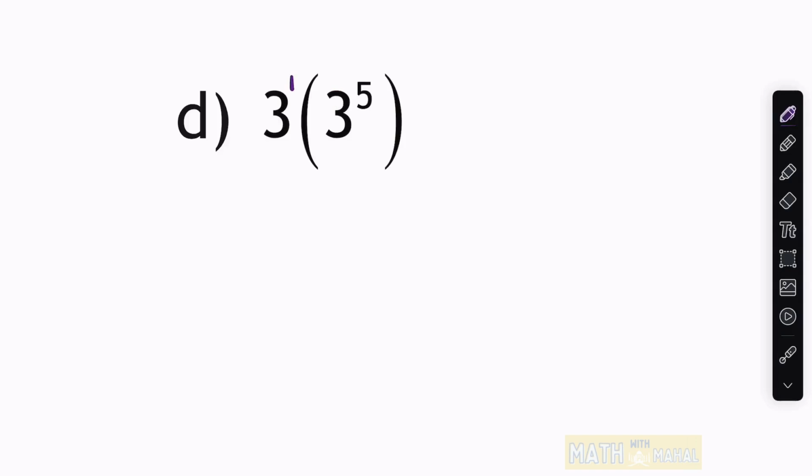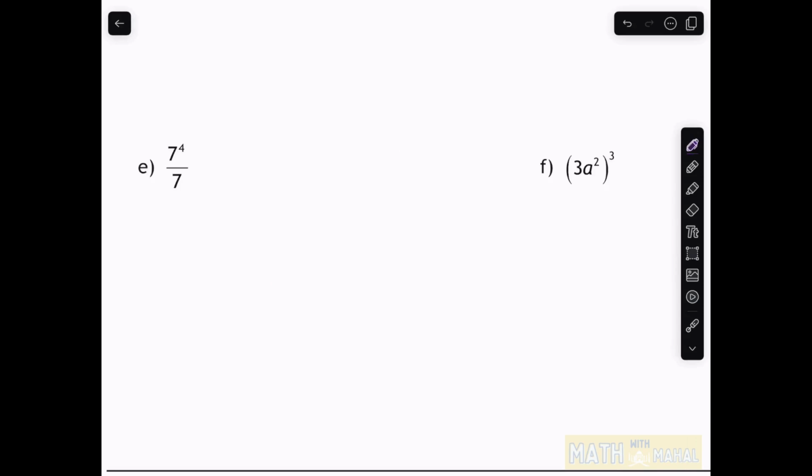Okay, another one of these invisible ones. Technically this is 3 to the power of 1. And now we can multiply these. We're going to add the exponents when the bases are the same. That's going to leave us with 3 to the power of 6. Okay, I will leave these with you. So pause it here, try these out, and then I'll show you the answers.